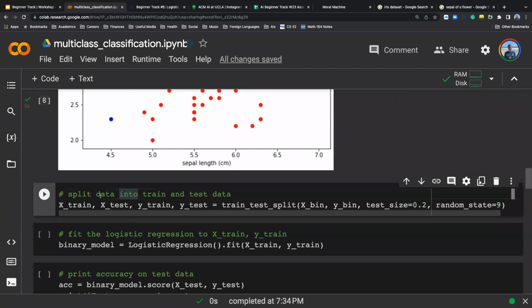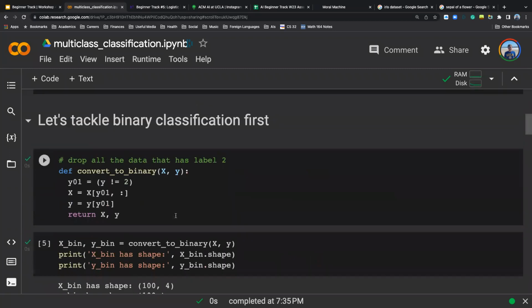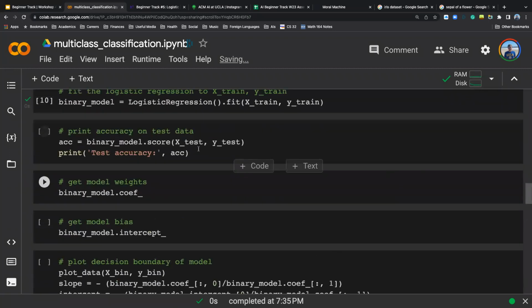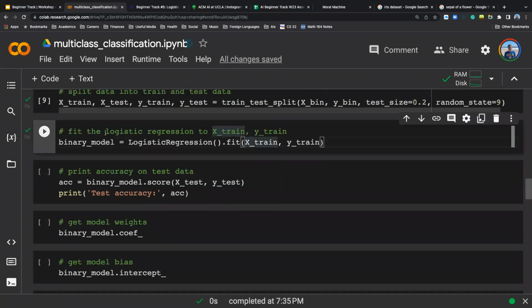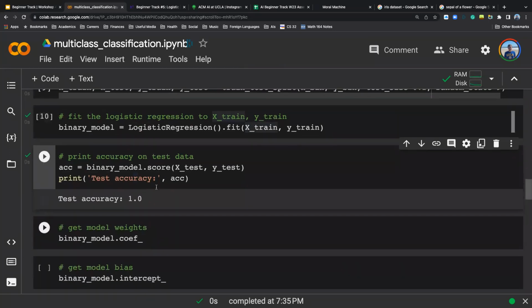So what we do here is we split our data set into some training data and some testing data. And then we have our logistic regression model, which we've already imported from sklearn right here. So we're gonna fit the model on our training data, and then we're gonna look at our training accuracy, our testing accuracy. Our test accuracy looks like 1.0 right now, which is 100% accuracy.